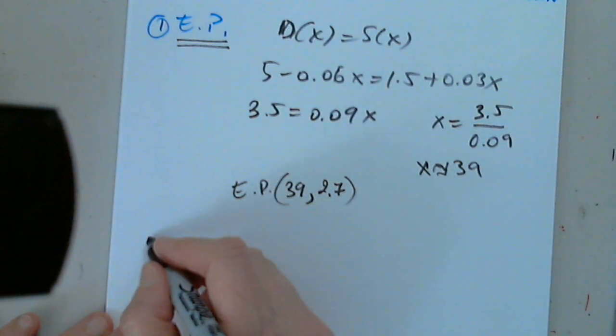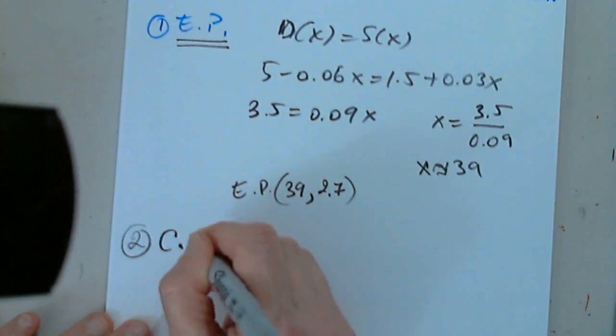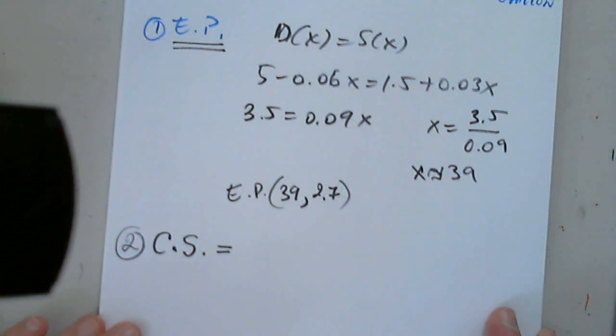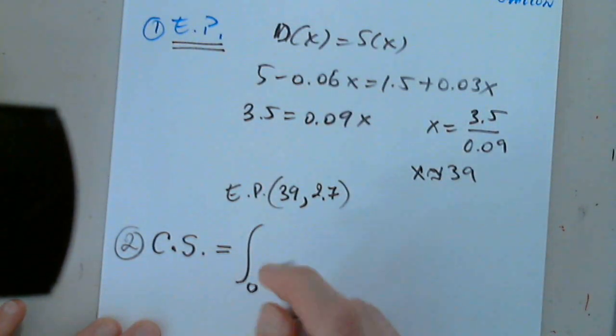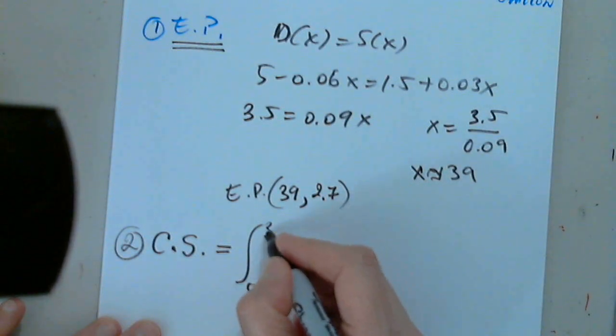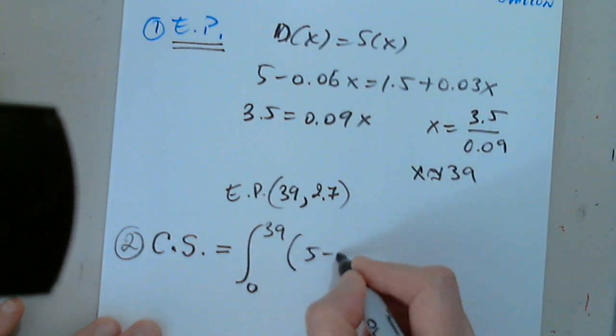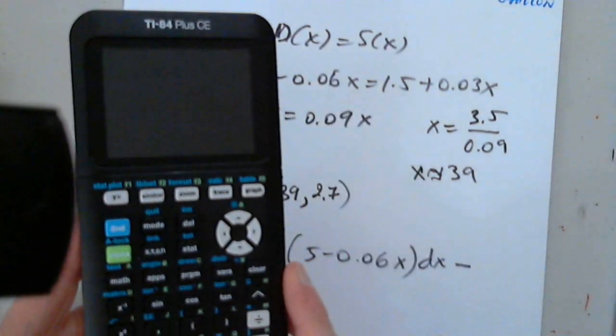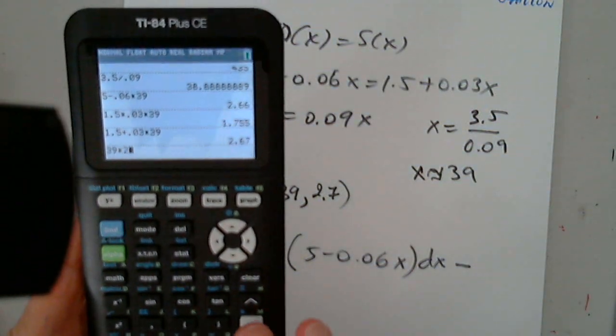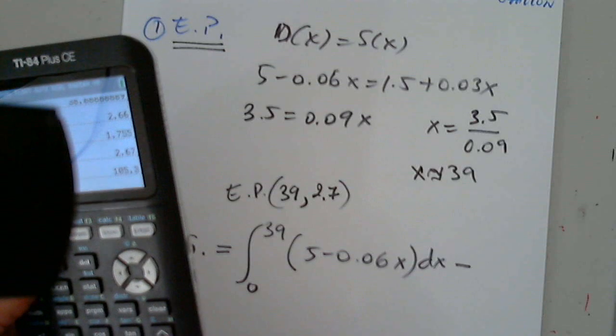Okay. So in step number 2, they're asking us to find the consumer surplus. What does the consumer surplus equal to? How do we write it? What is the formula? It's the integral from 0 to 39 of the demand function dx minus our area. Yes, 5 minus 0.06x dx minus this product, 39 times 2.7. I got 105.3.